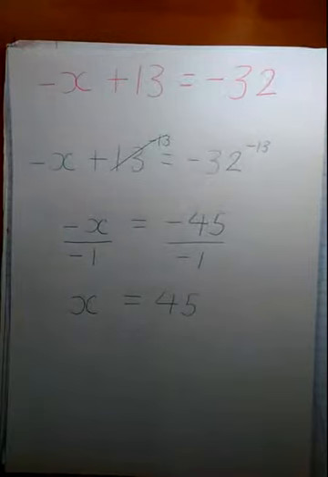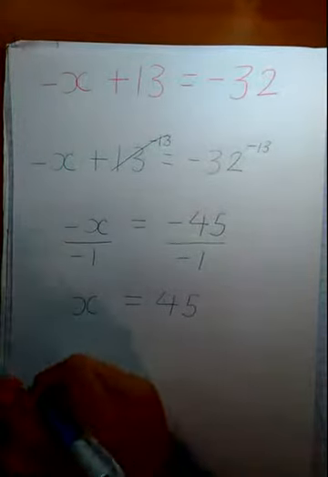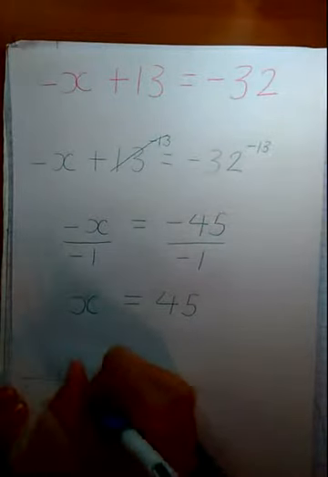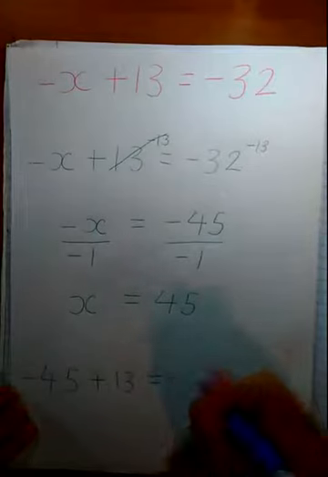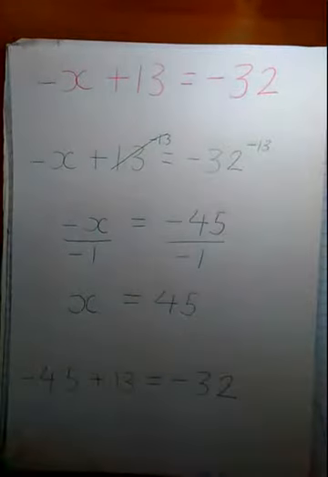Now, we'll check our answer by substitution. Negative 45 plus our positive 13 brings us up on the number line, and that does equal negative 32. So we are sure that x equals 45.